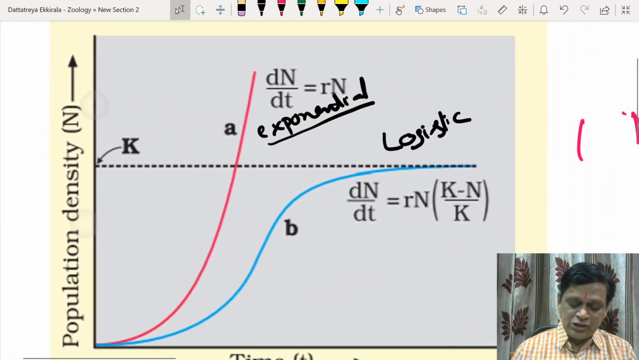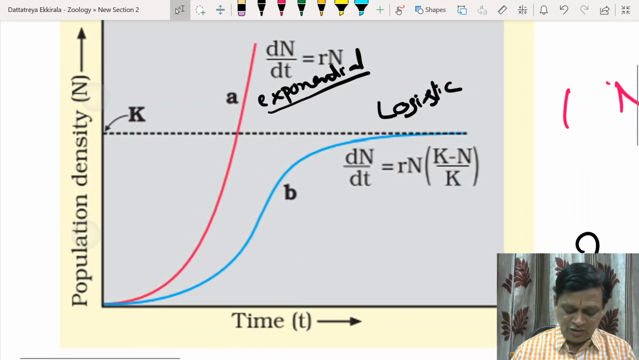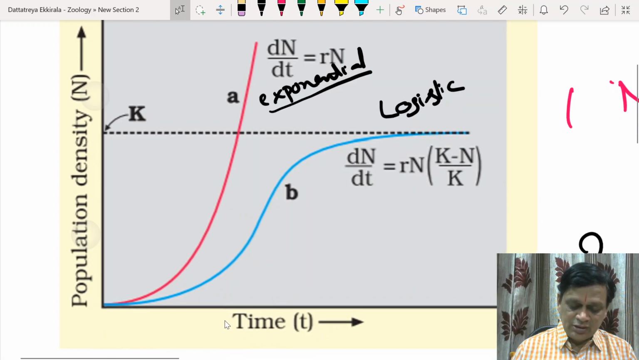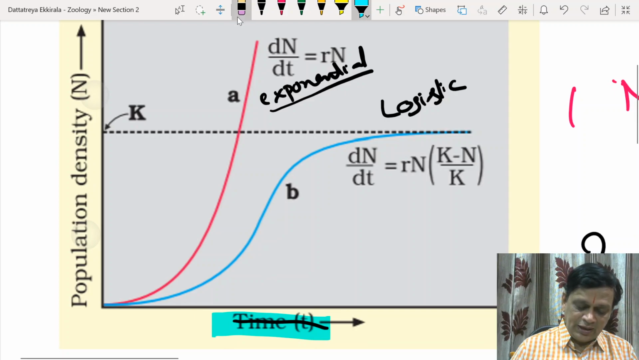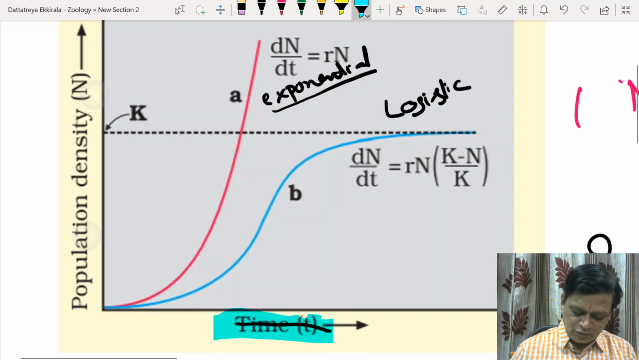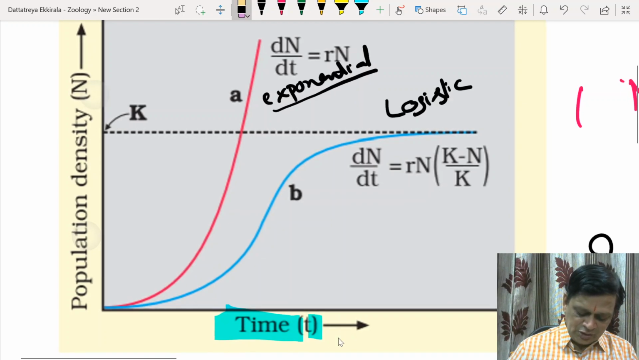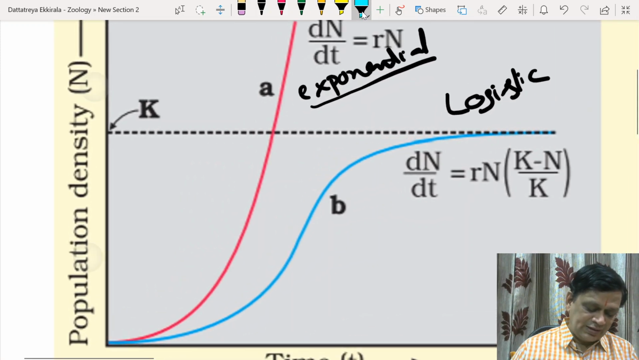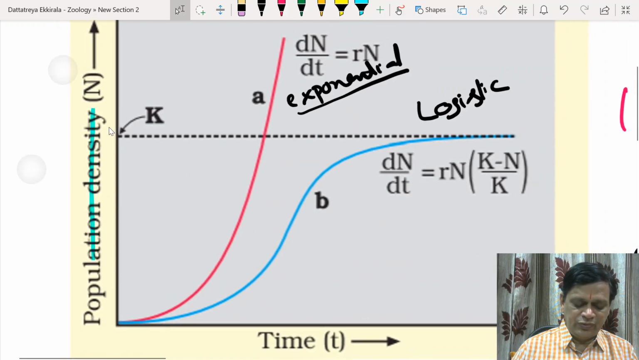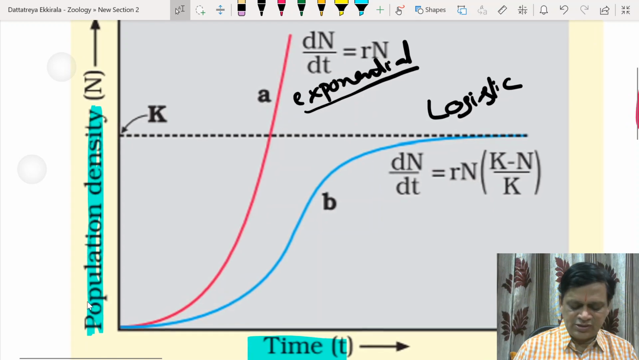In the exponential curve, what is taken on the x-axis? Time is taken on the x-axis, right? And what is taken on the y-axis? On the y-axis, population density is taken. So here time, here density. These are the two things that are taken.